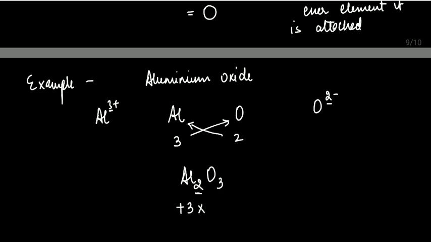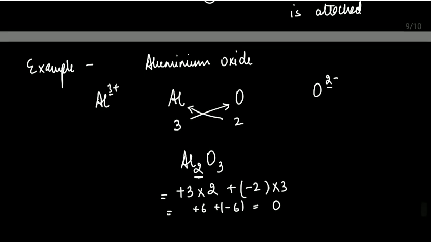This 2 indicates the number of aluminium atoms is 2, plus oxygen, oxide is minus 2 on each oxygen into the number of atoms. So this will be plus 6 and this will be minus 6. If you add it up, this will be 0. So it's electrically neutral. Again, we are keeping aluminium, the metal, on the left hand side and oxygen, the non-metal, on the right hand side.